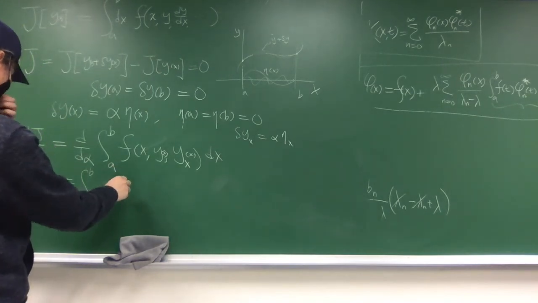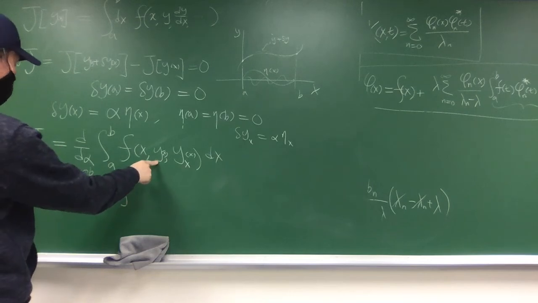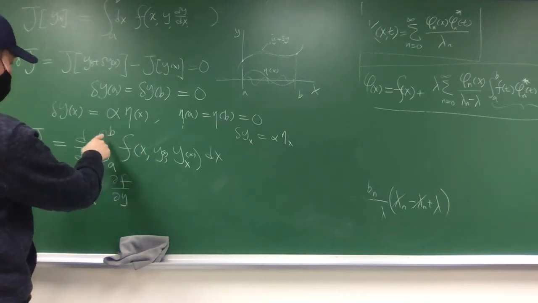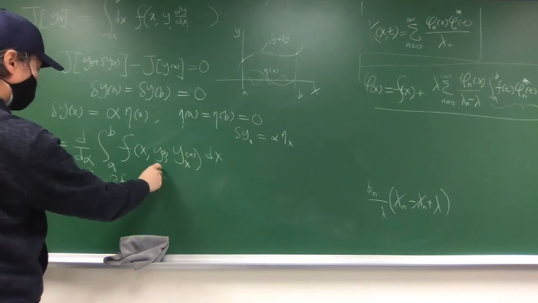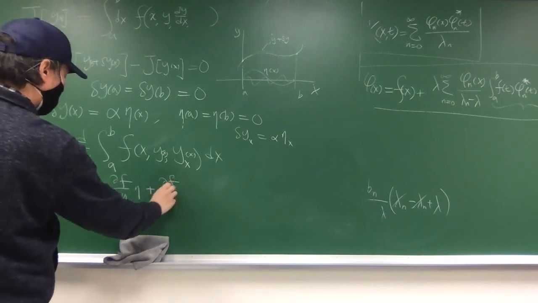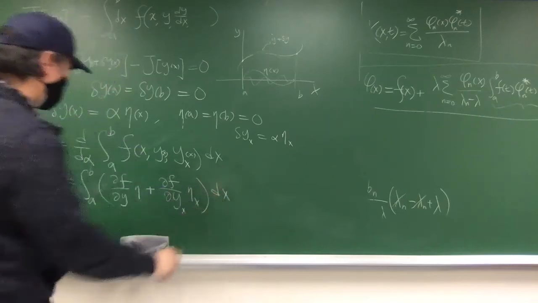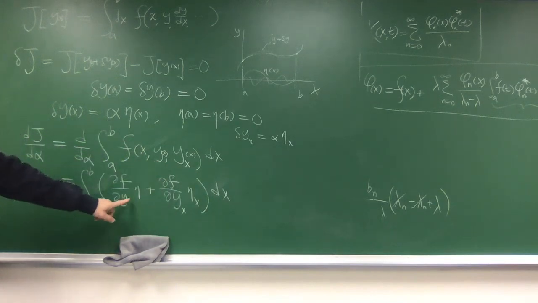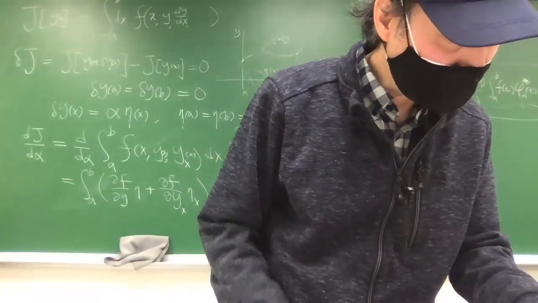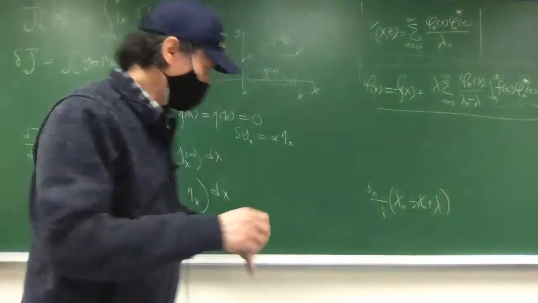So when you do the derivative, what you get is partial f partial y, and then you take the derivative of y with respect to alpha, which gives you eta, plus partial f partial y_x times eta_x. You know what I'm doing? Because x doesn't depend on alpha, only y and y_x depend on alpha, and I'm taking the derivative over alpha, I get this one. This is equation 20.10.